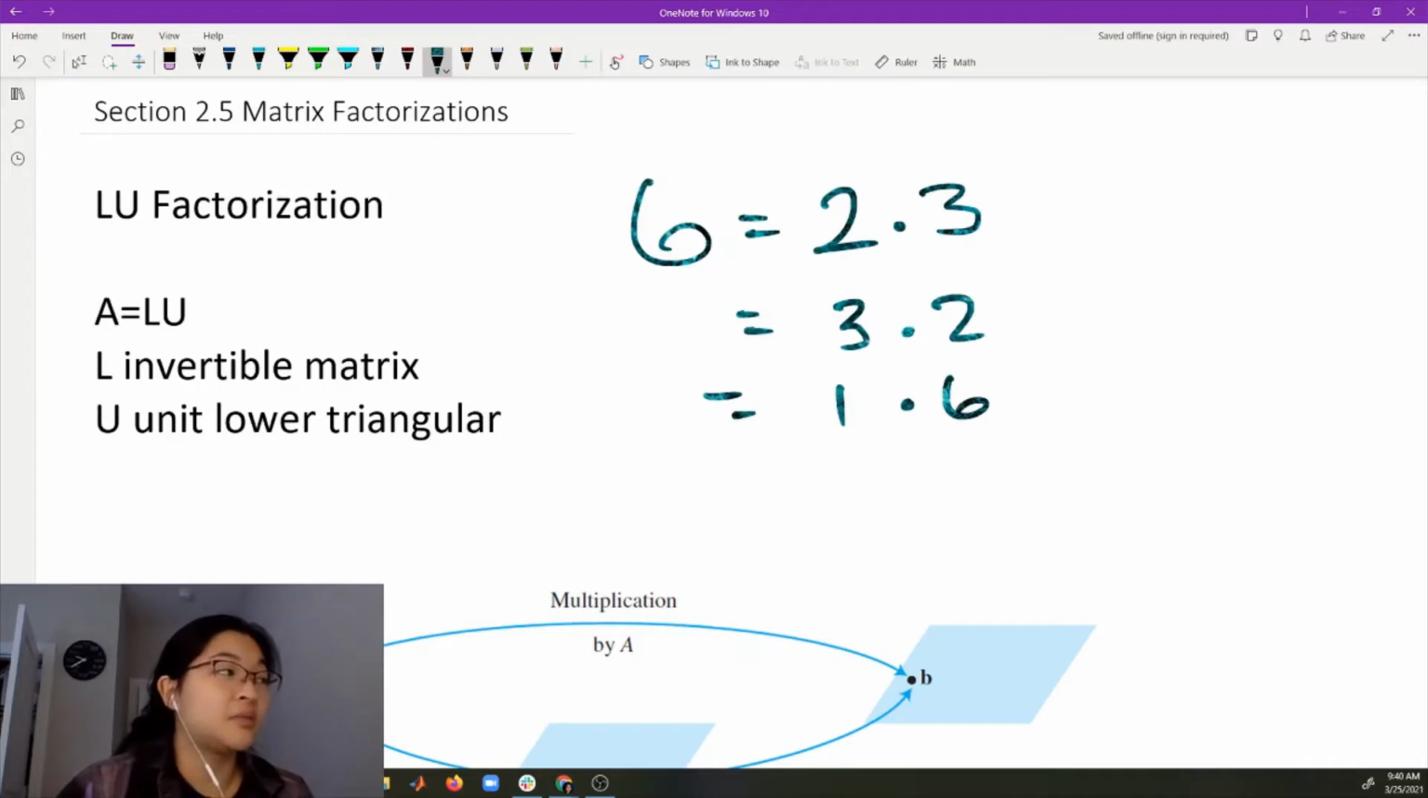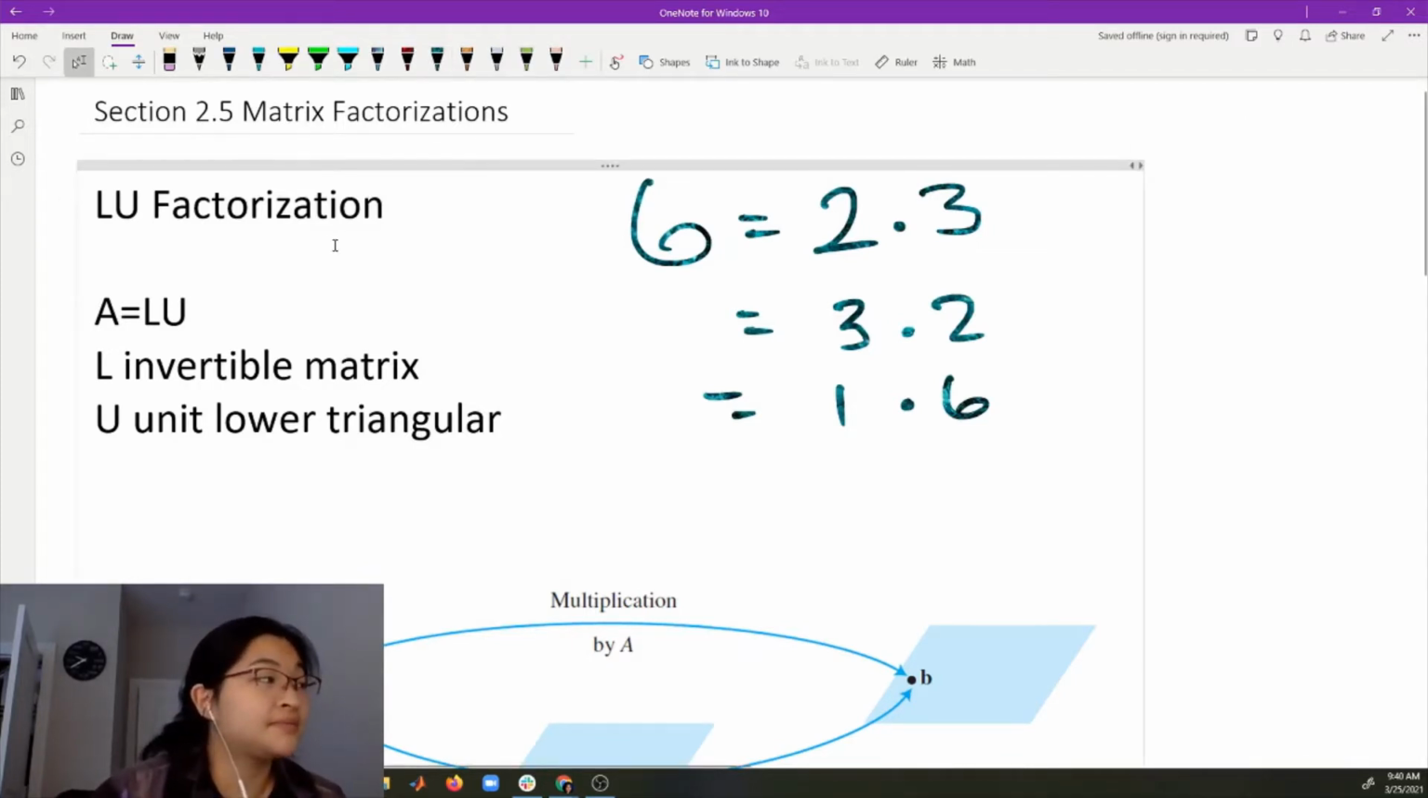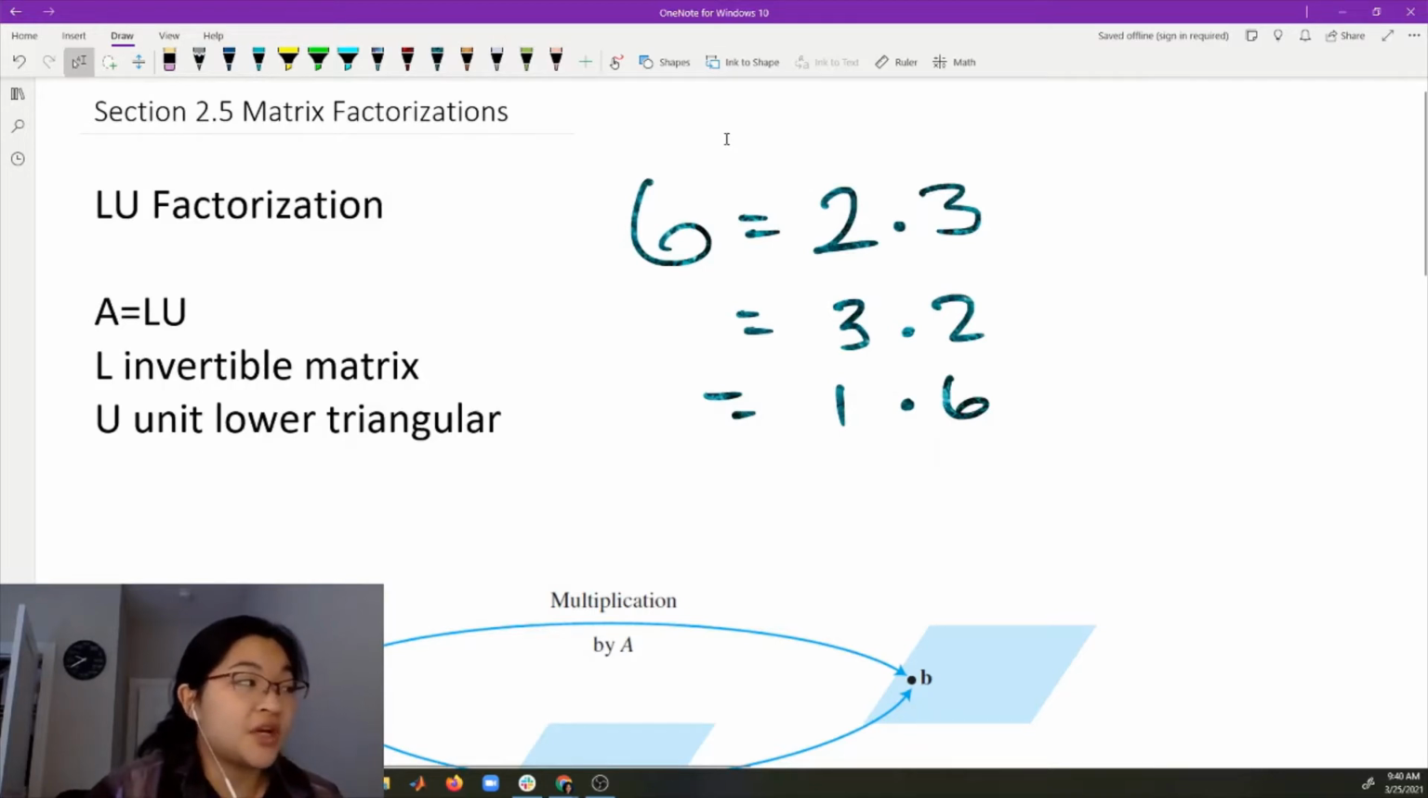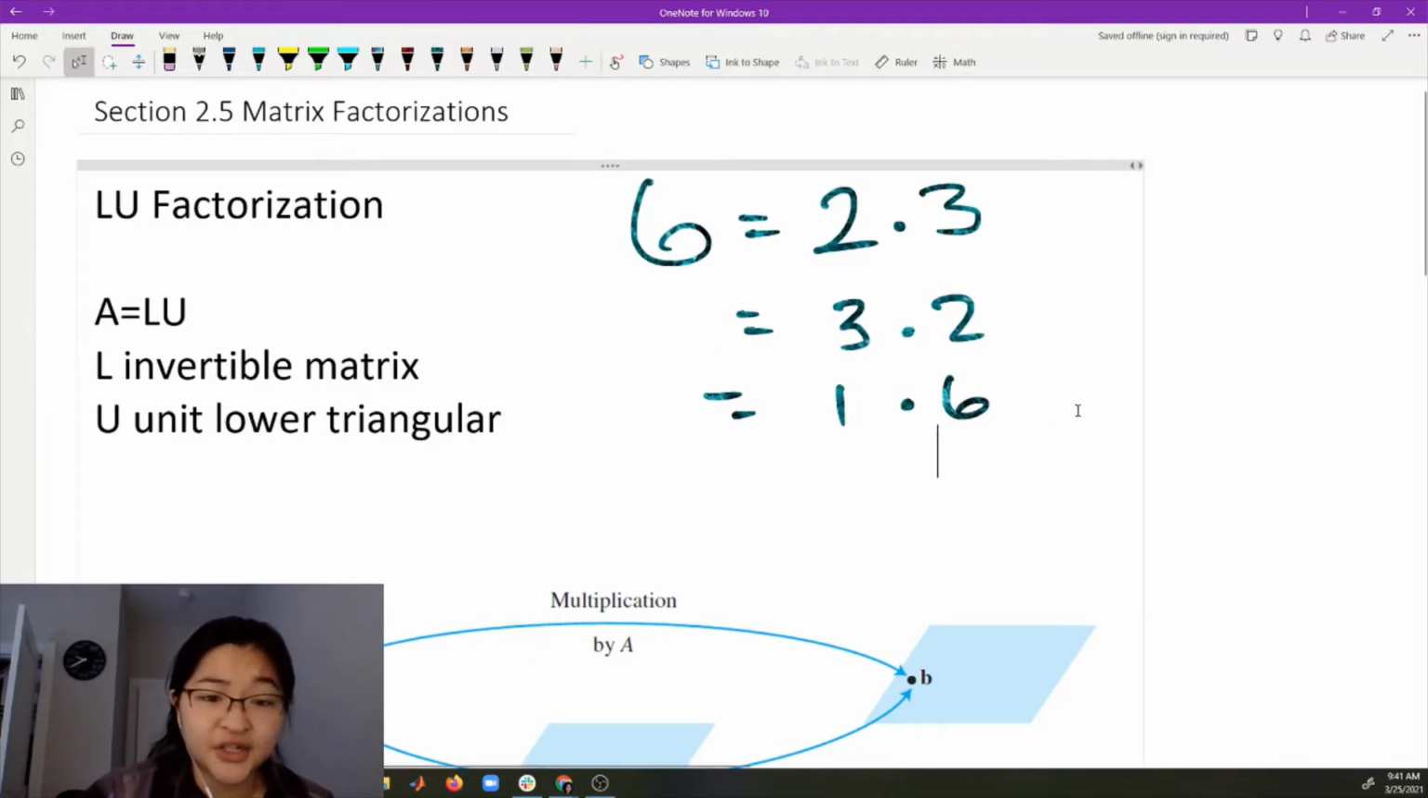So LU factorization is a way that we can break up a matrix A into an invertible lower matrix that has some zeros, and then a unit lower triangular matrix that also has some zeros. Then it actually makes our computations a little bit faster, which is kind of nice.